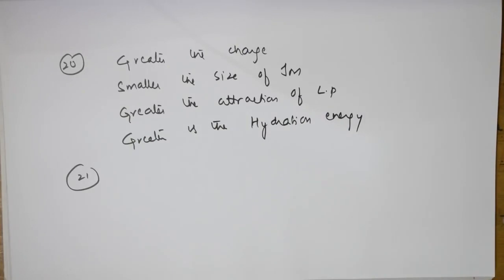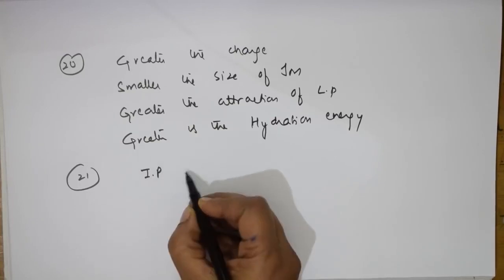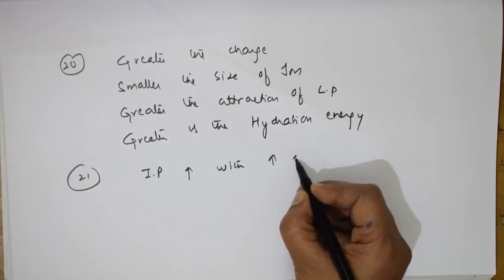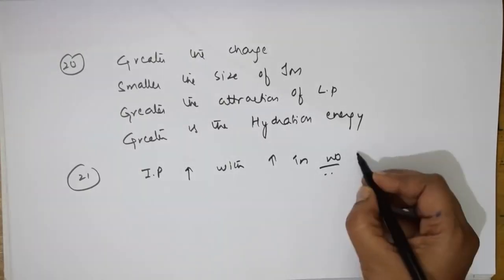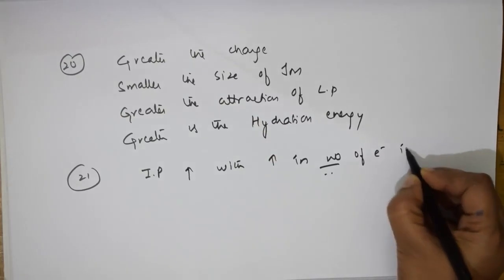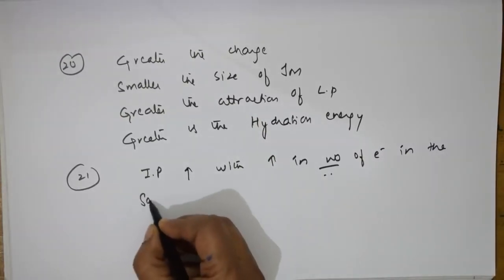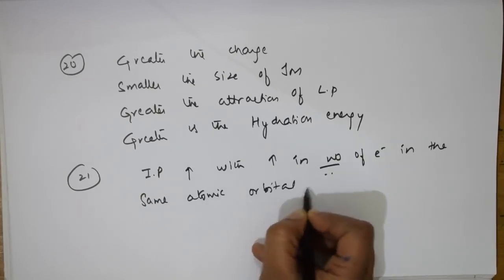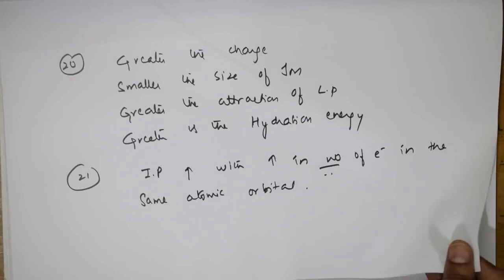Right. Next one. If I have to speak about ionization potential, ionization potential increases with increase in number of electrons in the same atomic orbital. So remember this. What am I trying to tell you? Ionization potential increases with increase in number of electrons in the same atomic orbital. Same atomic orbital. Remember this. Right. Let us do the 22nd important thing.